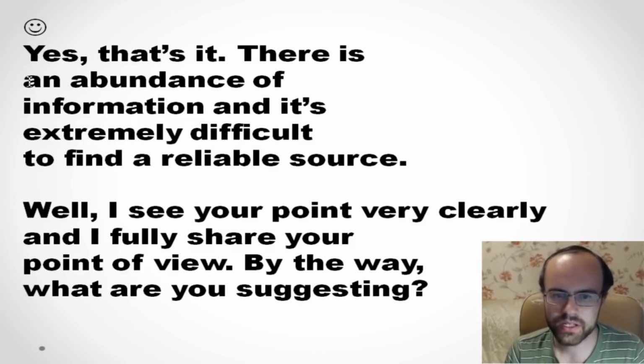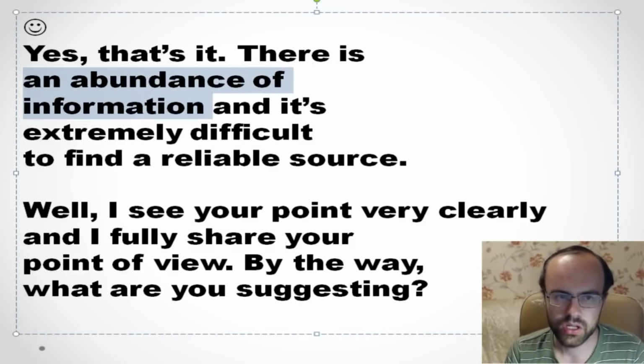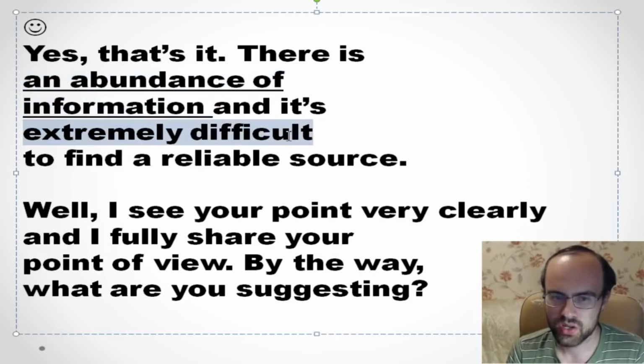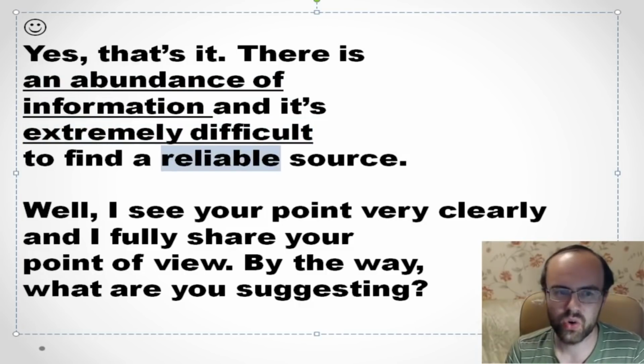There is an abundance of information. So it means that there is lots of information everywhere, online and offline, and it's extremely difficult to find a reliable source. Extremely difficult means it's very difficult to find a good source, which you can trust, which you can rely on. So it's a very big problem nowadays.